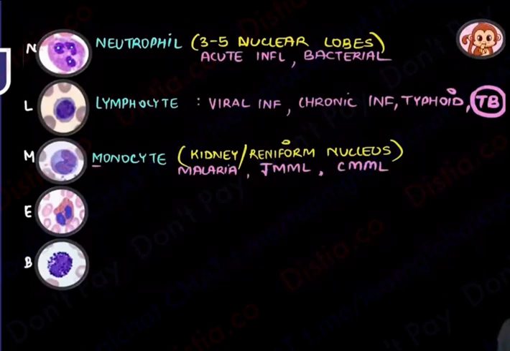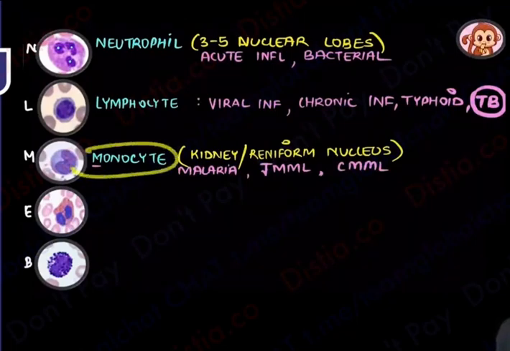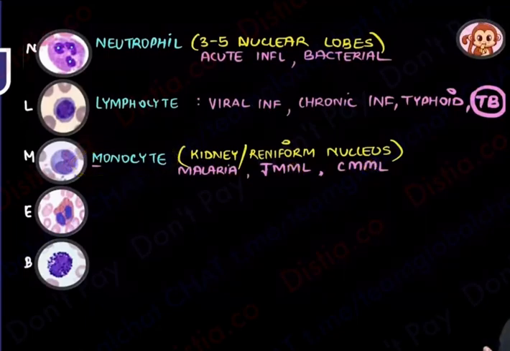So the word myelo is coming, myelomonocytic is coming. So the mono word is coming, meaning monocytes are seen. Juvenile myelomonocytic leukemia, chronic myelomonocytic leukemia. Okay, coming to the next.